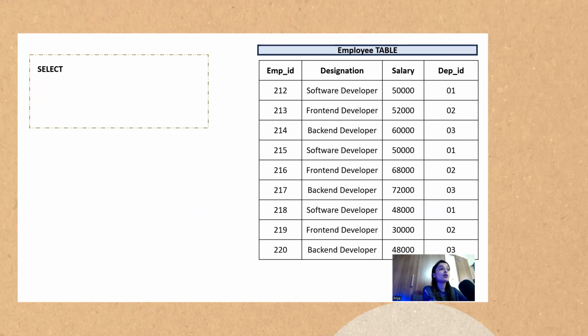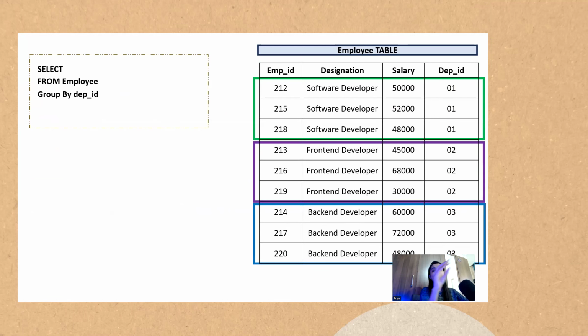Select from which table? From the employee table. So it has targeted the whole employee table. Group by department ID. So wherever similar department IDs we have, it will form one group of that department ID. Now from this group, what do you want to select? I want to select department ID and maximum of salary. From this group, the maximum salary is 52. From this group, 68. From this group, maximum salary 72.